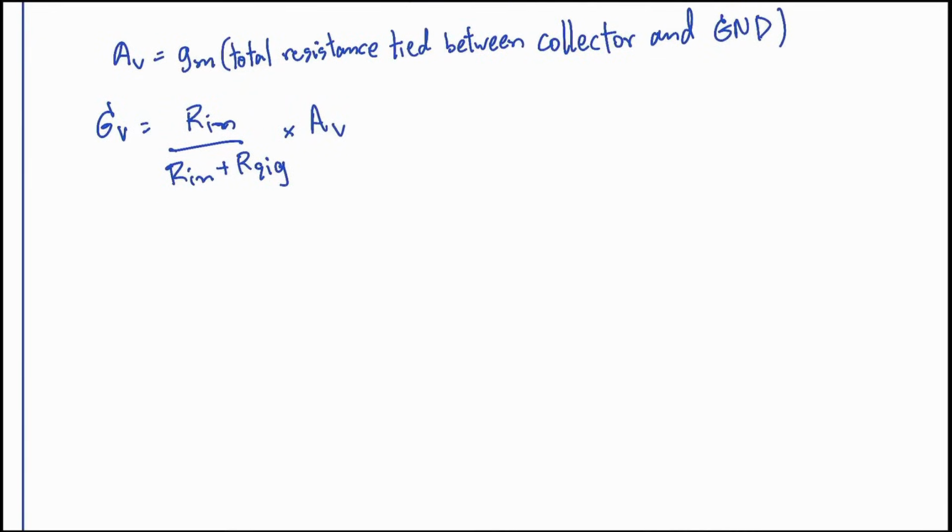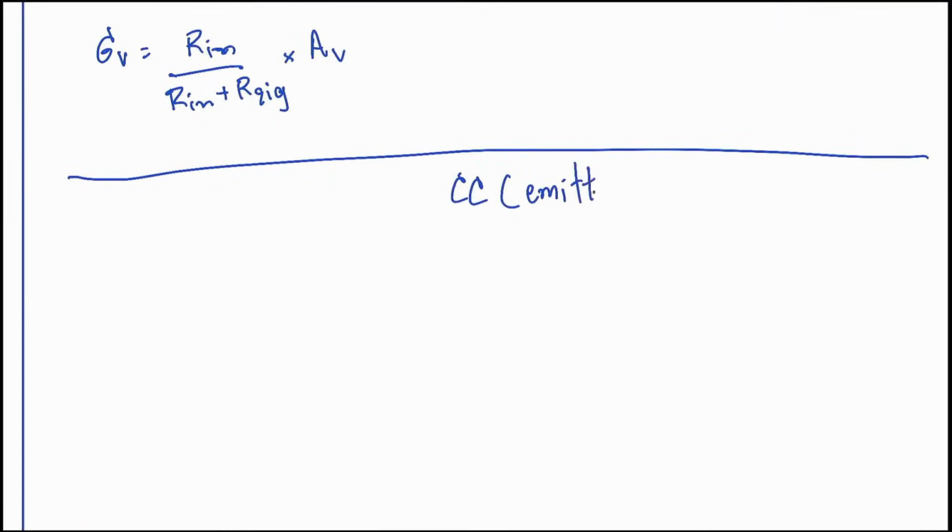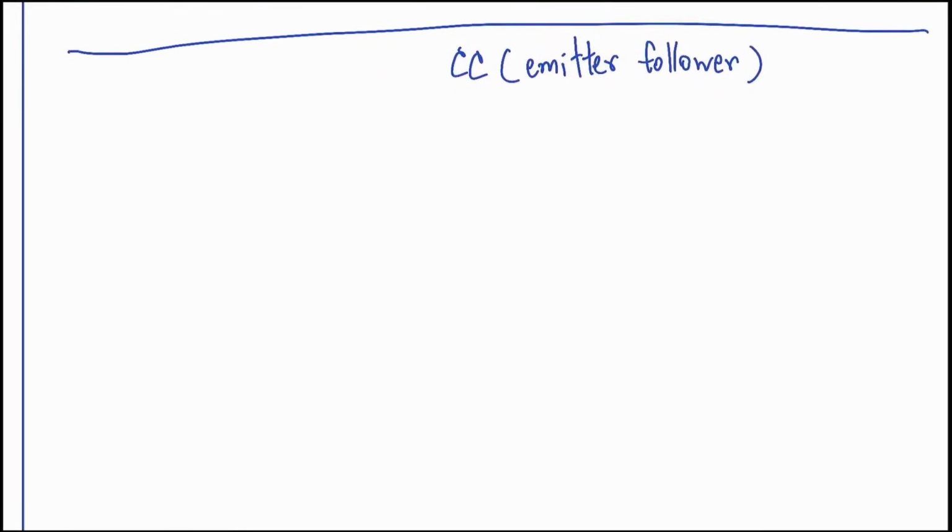The final configuration we need to discuss is known as the common collector, although it is far more frequently referred to as an emitter follower. What does this circuit topology look like? Imagine we have our standard voltage supply connected to the system. In this setup, there is typically no resistor placed directly at the collector pin. Instead, the defining feature is that we have an emitter resistor, RE, positioned right here in the path.